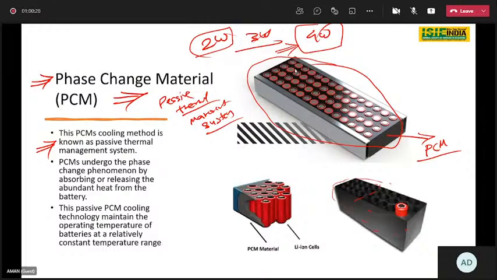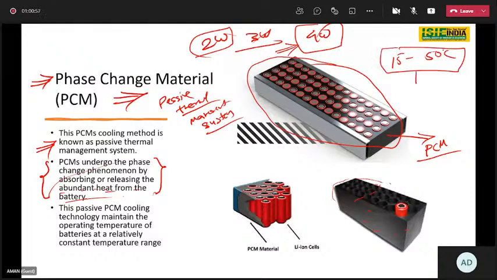PCM undergoes the phase change phenomenon by absorbing or releasing the abundant heat from the batteries. This is a very important point to understand, because it tells us the working of the system. So here this is the cooling material, and just keep in mind that we need to maintain the temperature between 15 and 50 degrees Celsius. This is our working temperature.